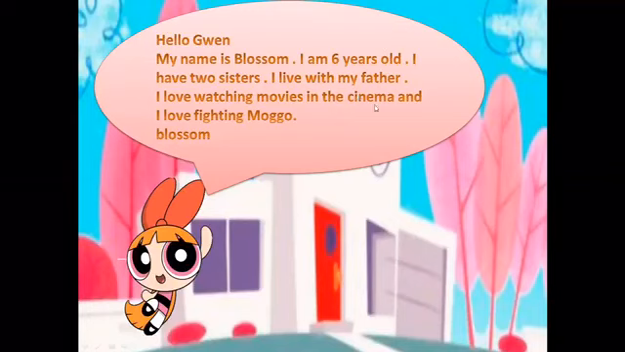Where do you watch a movie? Like the other two lessons we learned. Where do you go and watch a movie? In the cinema. So, I love watching movies in the cinema. And I love fighting. I love fighting with Mojo. You know who Mojo is? Mojo Jojo. Very good. Thank you.